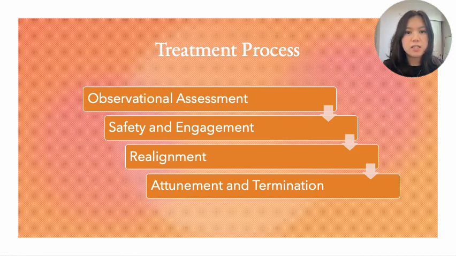The second is the safety and engagement phase, where the therapist builds rapport with the families, and they create a safe space to prepare the family for the changes. The third is realignment. It's where the therapist starts to facilitate the change process within the family. We will also facilitate attachment-based parenting skills. And then the last one is attunement and termination.